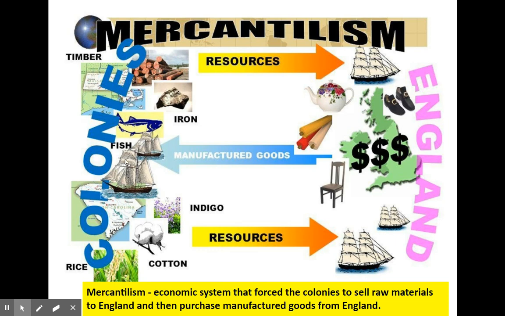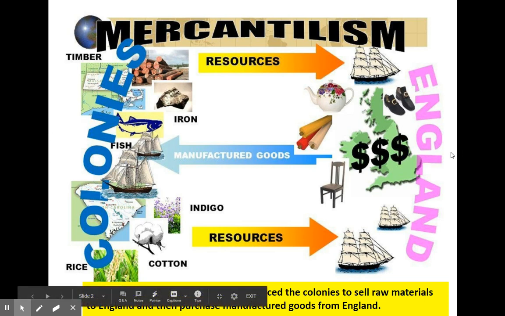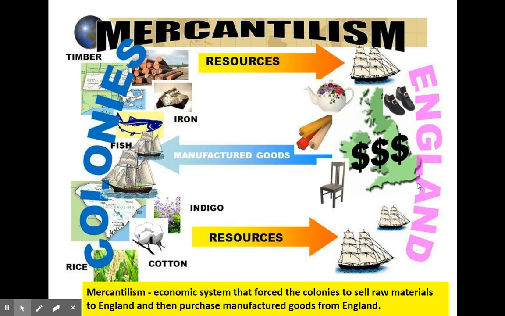So recap, mercantilism, it's a money system. And here are the rules. Colonies, you must sell all your raw materials to England. And colonies, you must buy all your manufactured goods from England. So this system of mercantilism is awesome for England, not so much the colonies at all. So this is going to start to gain it where the colonies are going to get angry. They're not going to like mercantilism.